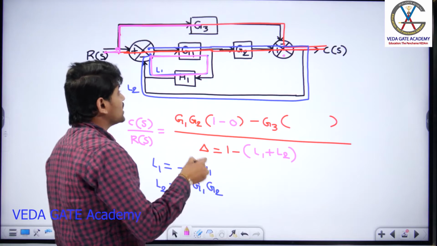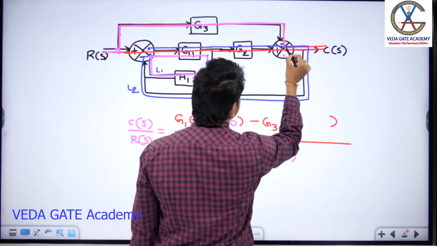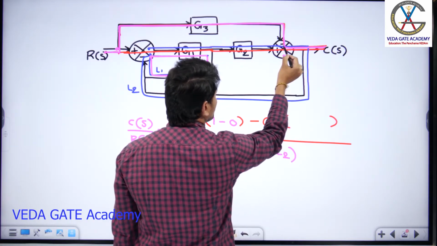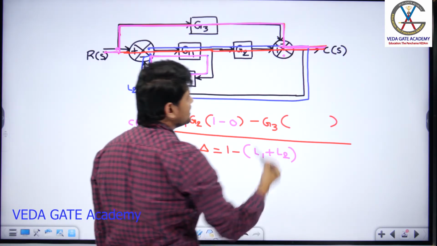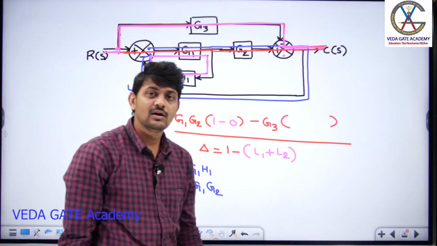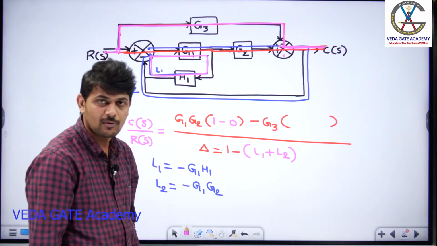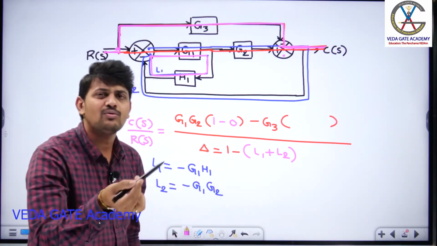Whereas what about the loop L2? If you see this second forward path, this is my second forward path. For the second forward path, loop L2 is touching over this period, right? So I can say L2 is a touching loop. But you have to identify the non-touching loops. So you will have only one non-touching loop for the second forward path. And with the help of that loop, you have to write the delta formula.